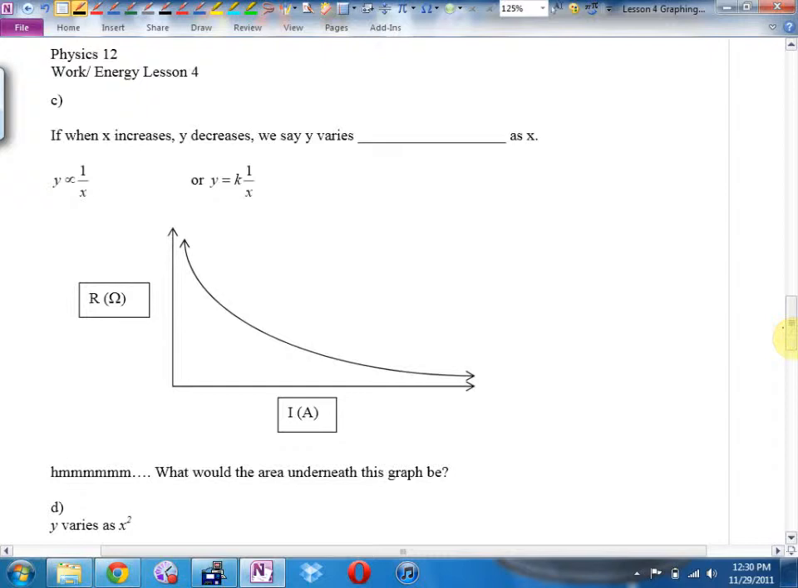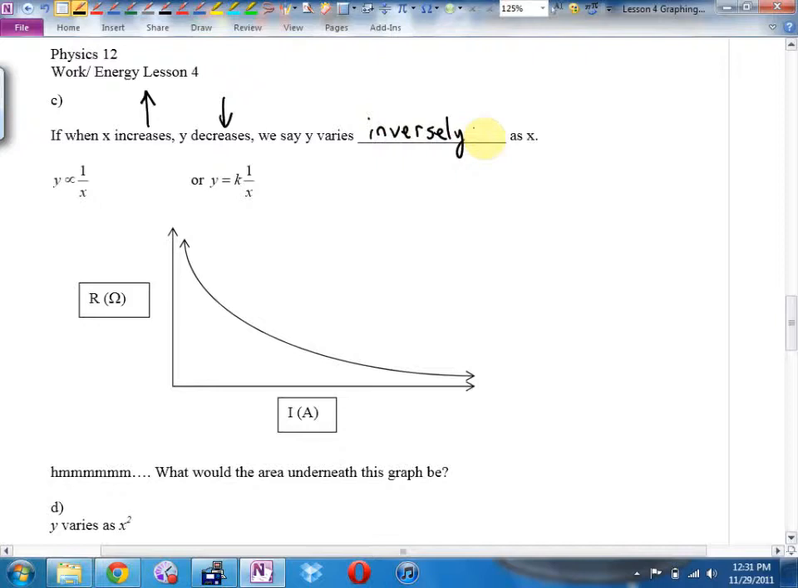In physics, in science in general, if when one gets bigger, the other one gets smaller, we say y varies, and they say inversely, and I'm going to go on a rant here because actually it varies, Cassidy, reciprocally. Inverse is when you switch the x and y around, and that's not what's happening here. This is a case where I don't think the terminology is good, but I'm stuck with what they use in science. And this is why kids get inverse and reciprocal mixed up. y equals k times 1 over x.